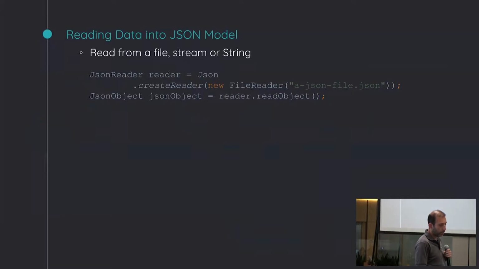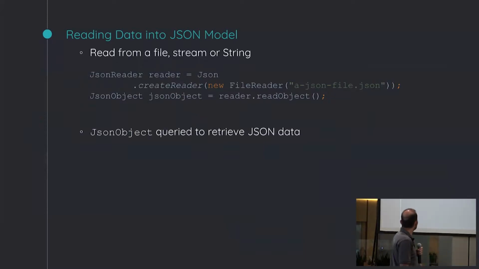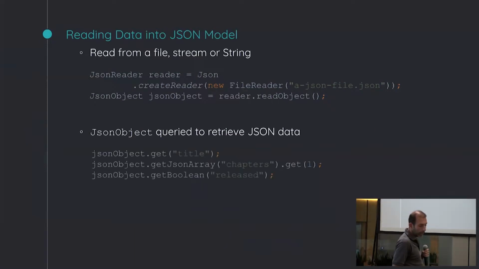The JsonObject contains the structure of the JSON document and can be queried by using a selection of methods that retrieve data from the model. The code snippet here basically shows those methods. The get method retrieves a JsonValue from the model, getJsonArray retrieves the whole array given a key, and getBoolean will return true or false.